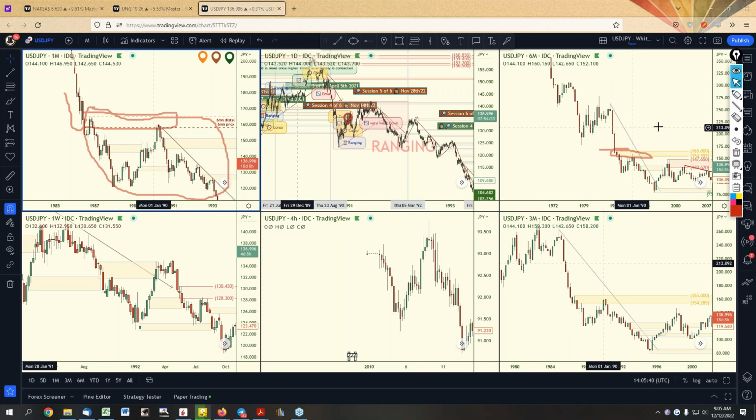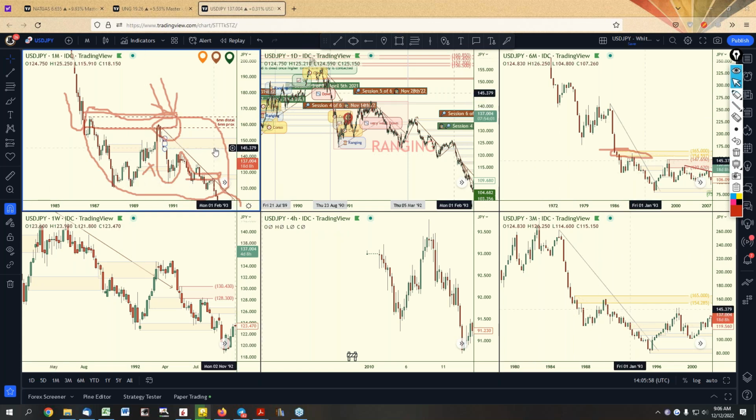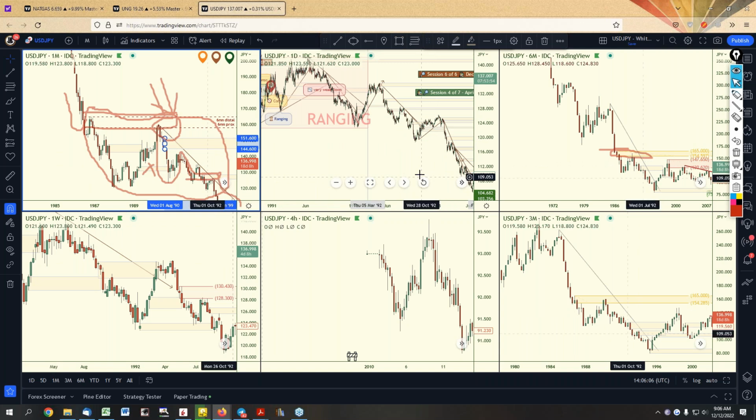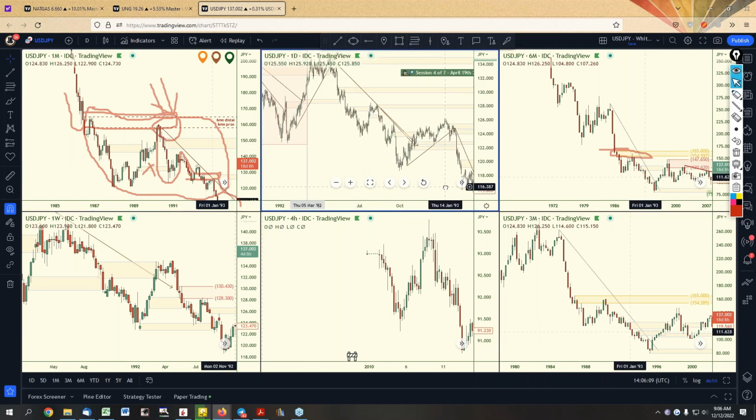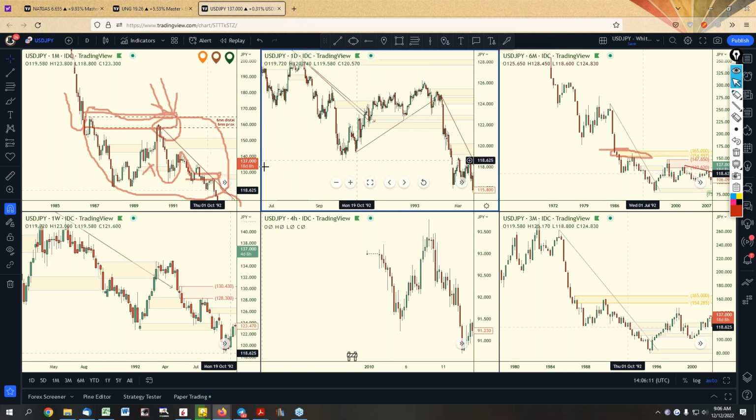And then it came up and tested that supply right up here. Then 6-month supply came into play, big push to the downside. And then we got the removal of that. And then it looks like one last supply here. And that is going to be right here, this portion of the chart that we're doing now. So let's just enlarge that. There's a supply here. Right there.